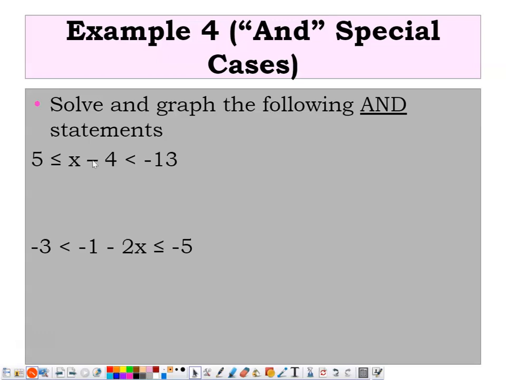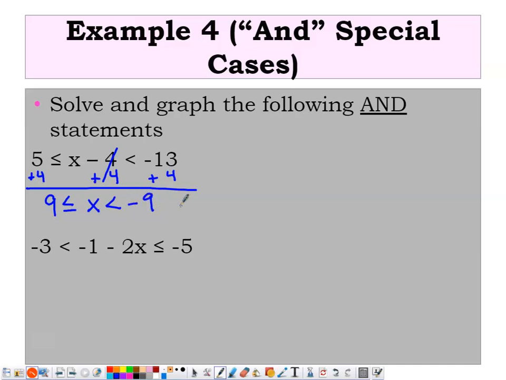So let's take a look at this first inequality that we have up here. We have 5 is less than or equal to x minus 4 is less than negative 13. We're going to do the same thing that we did with those previous AND statements. We need to isolate the middle, so we're going to add 4 to the left, the center, and the right. Those 4's cancel out. 5 plus 4 gets me 9, less than or equal to x, and then less than negative 13 plus 4 is negative 9.